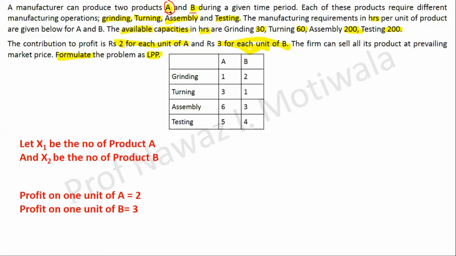So as I have assumed, my product A will be x1 and product B will be x2. And I am also given that grinding should not exceed 30, so I will write 30 here. Turning should not exceed 60. Assembly should not exceed 200 and testing should not exceed 200. So this is given to me.